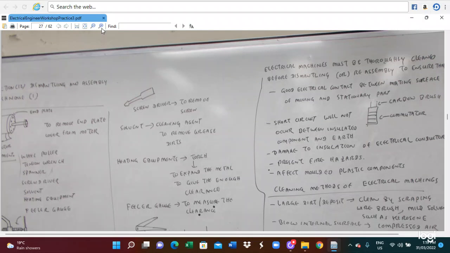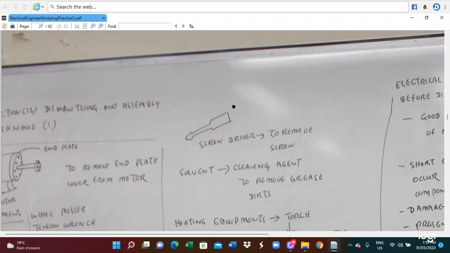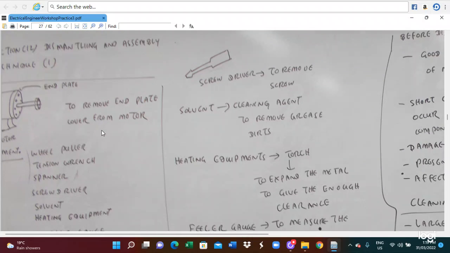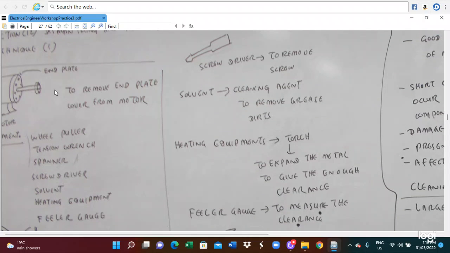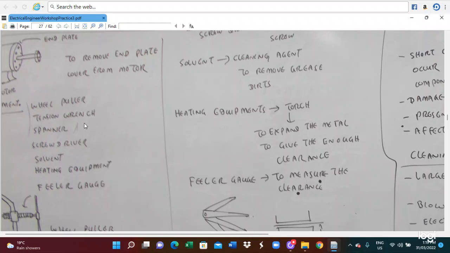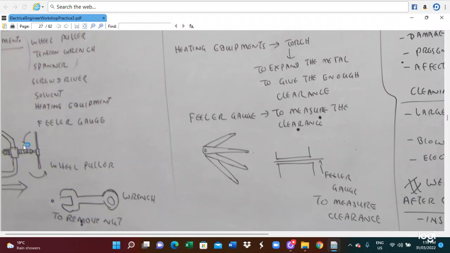This is for the dismantling and assembly method. When you dismantle and assemble, we have to utilize a template. So in this case, you have to remove the plate cover from the motor. We use a wheel puller or tension wrench, spanner, screwdriver, and heating equipment. Feeler gauge have to be utilized. So this is for the wheel puller connection.